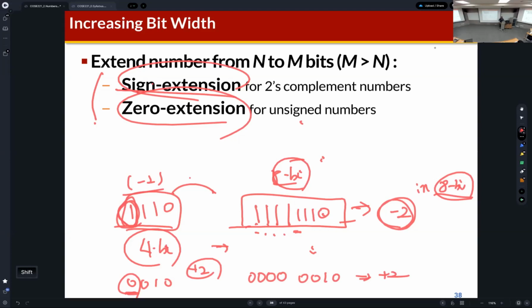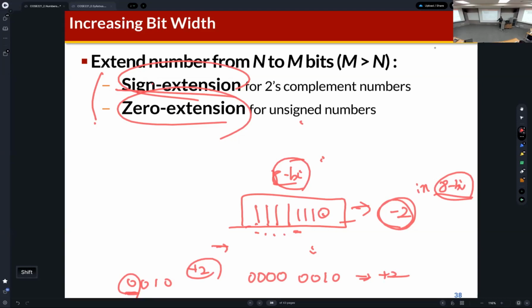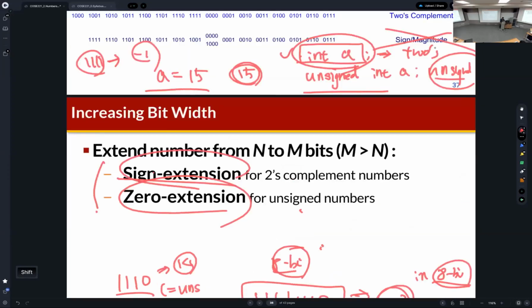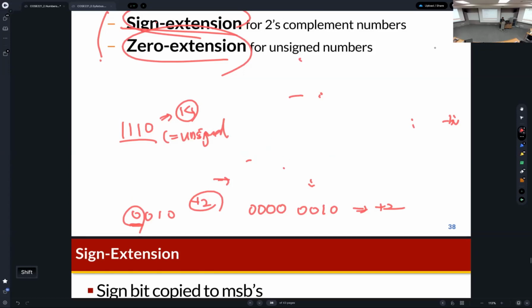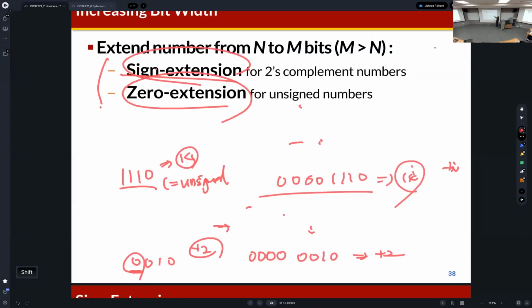But if a number is an unsigned number, then 1110 is 14. So in this case, if this number is unsigned, then we need to just add zeros, like 0, 0, 0, 0, 1, 1, 1, 0. So it's 14. Okay. So we need to distinguish sign extension and zero extension. Just remember that we need to apply sign extension for two's complement numbers and zero extension for unsigned numbers.